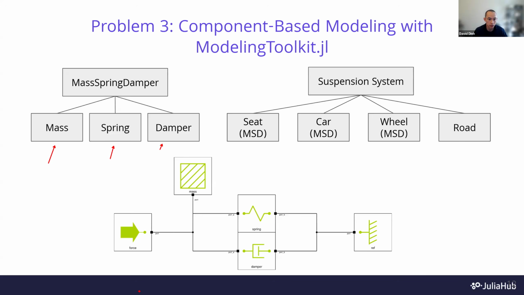and damper components. We'll bring those components into one larger component, which is a mass spring damper. And then we can instantiate seats, cars, and wheels as mass spring dampers and combine this into a full suspension system and start to connect these together and understand how this car behaves as it moves over a road. All right, so that's what we did in part one. And if you're interested in learning more about this, then go ahead and watch that first recording.